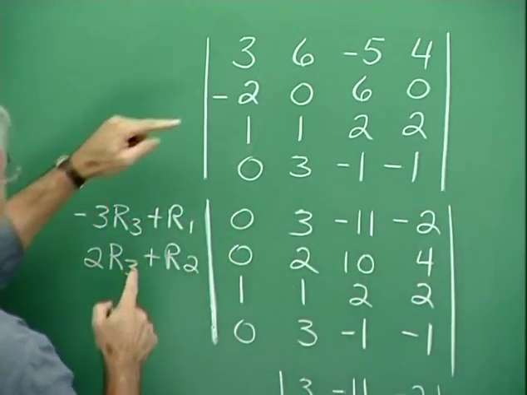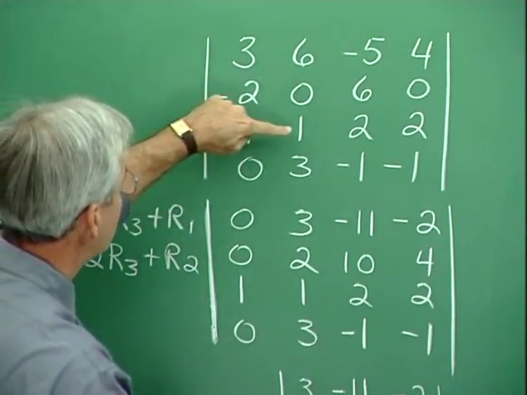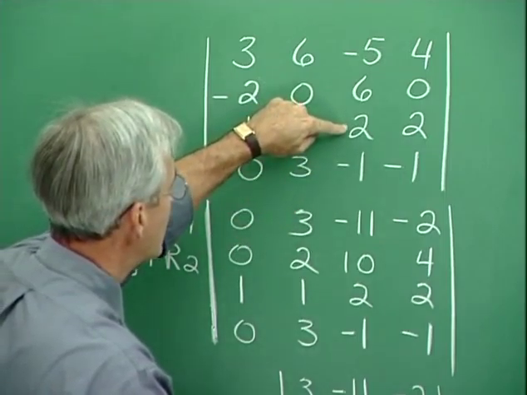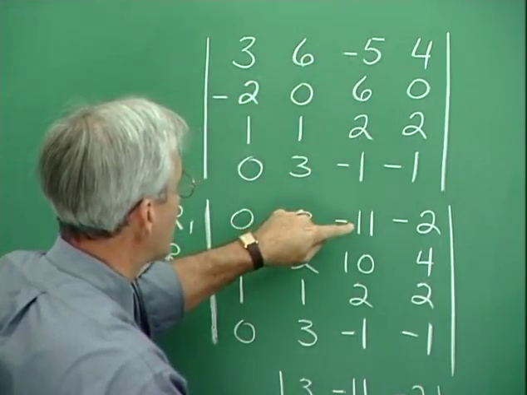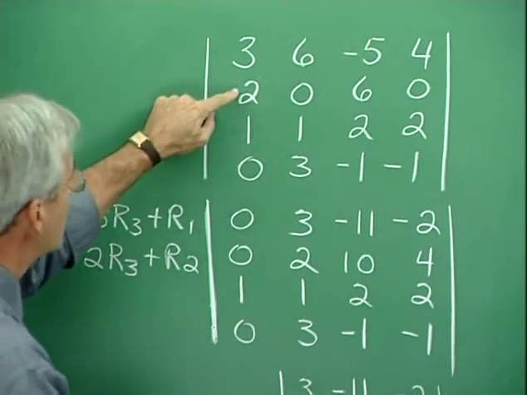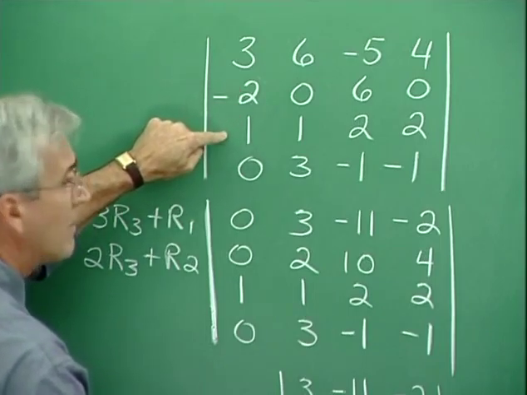Now notice that it's negative 3 times 1 is negative 3, plus 3 is 0. Negative 3 times 1 is negative 3, plus 6 is 3. Negative 3 times 2 is negative 6, with negative 5 is negative 11, and so on. All right, in a similar way, we can cause the entry in this position to become a 0 in the next step by working off of this 1.